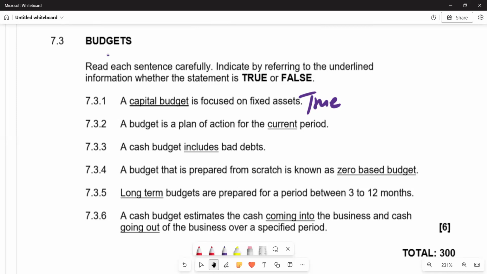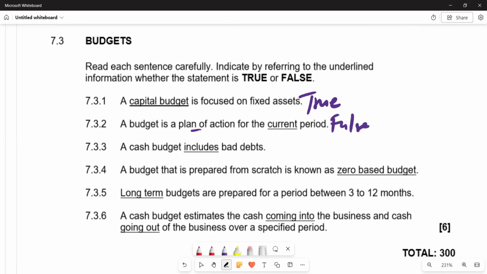So we go to 7.3.2. A budget is a plan of action of the current period. A budget is not a plan of action. We know that a plan of action is a strategy. So usually, when we're trying to define a budget, we can define it as a calculation plan, usually on a financial basis. So that's the definition that we have in terms of a budget. So we see that this is false. So we are going to have our false here.